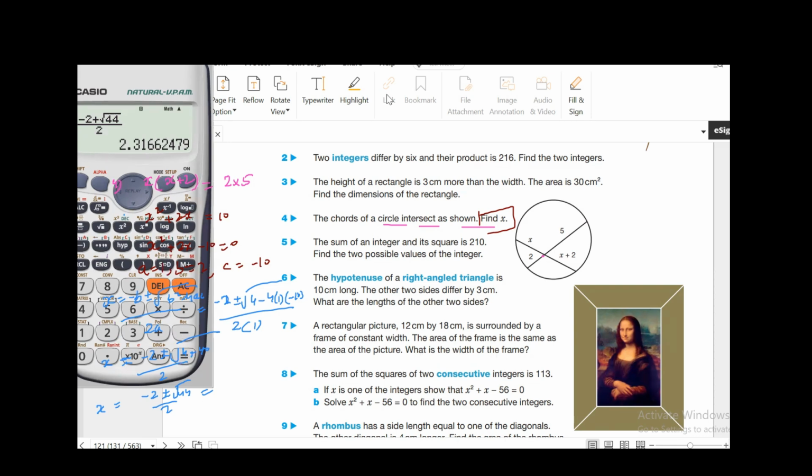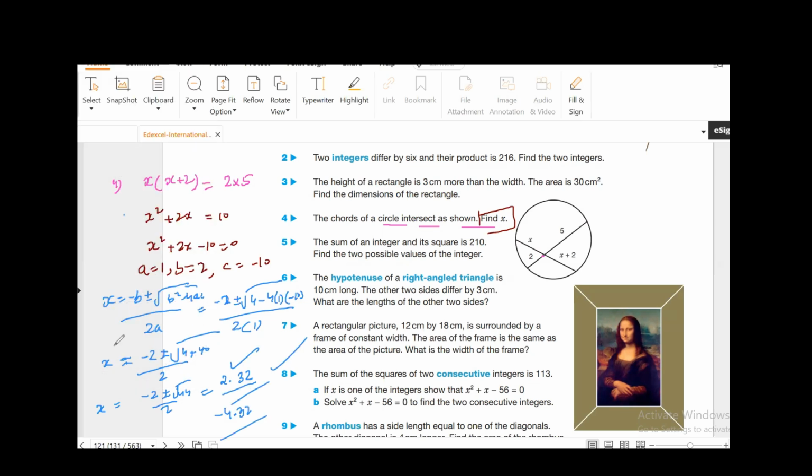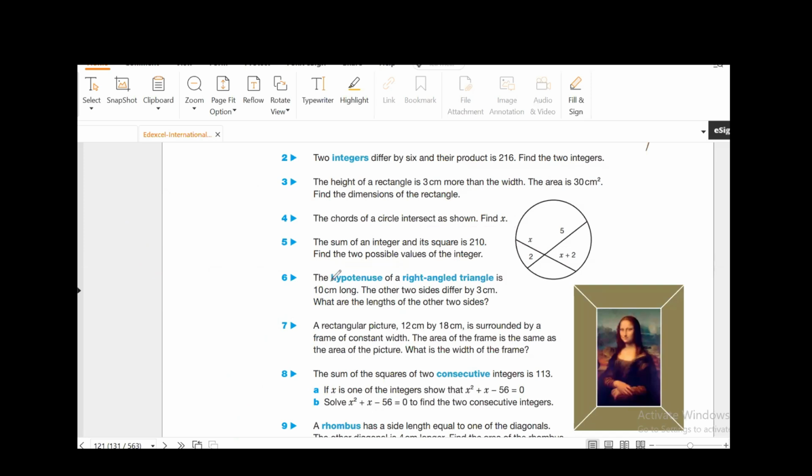Okay, so we can say that 2.32 after rounding off. Okay, and the second answer you can check by putting the negative sign. I hope you understand this one. Next we have question number 5.